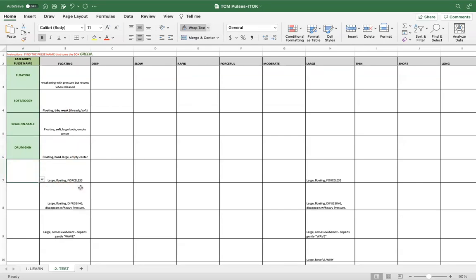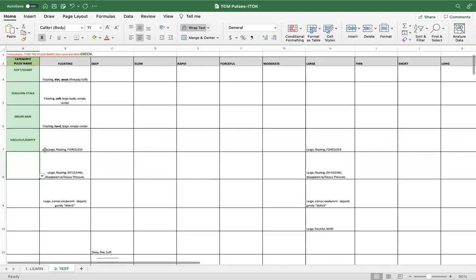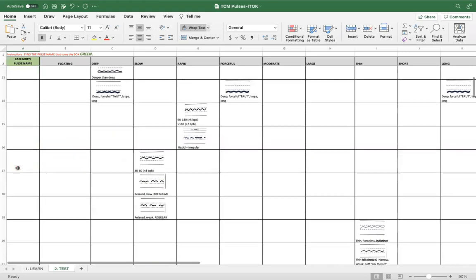The large, floating, and forceless. So here we have, in capital, forceless. That means that we are with a vacuous or empty pulse. This also is in the same category as large, because this is a large pulse. So we have another characteristic that we share, if you want to remember it like that. And then we just continue filling out this.